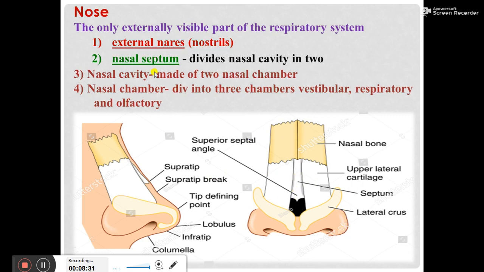Moving on, the nasal cavity is made up of 2 nasal chambers, as you all know. Now each nasal chamber is divided further into 3 regions. These are vestibular, respiratory and olfactory. So these are the things you should be well aware of about the nose.